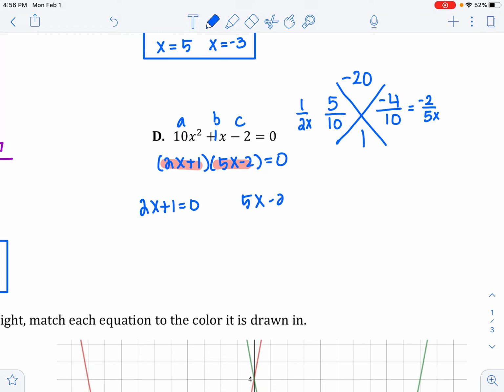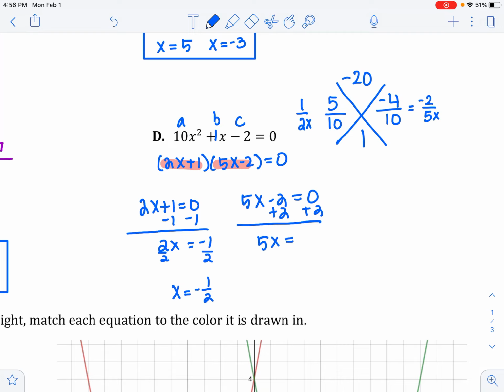2x plus 1 equals 0. 5x minus 2 equals 0. This one we're going to subtract 1 from both sides. You have 2x equals negative 1. Divide by 2, and you have x equals negative 1/2. This one, add 2 to both sides. 5x equals 2. Divide by 5, divide by 5. x equals 2/5. And there's my two answers.